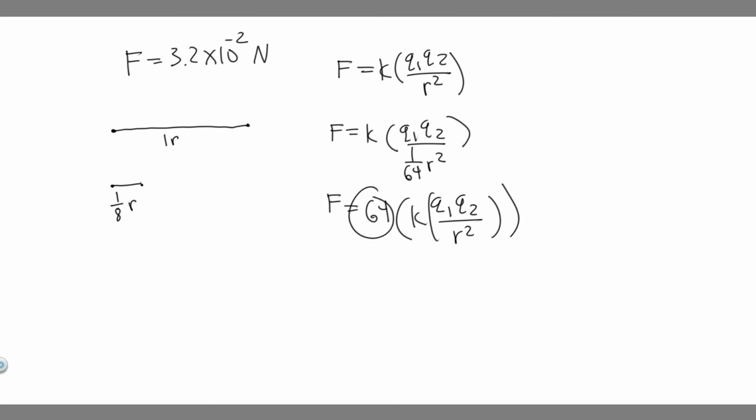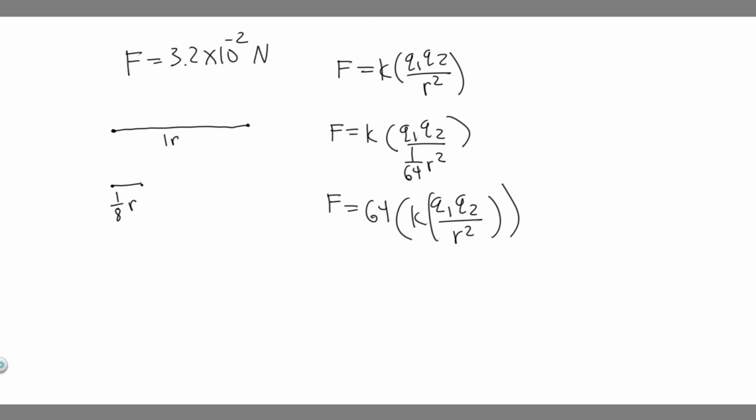So basically, it's just 64 times F, because this is what F is. F equals K times Q1 times Q2 over r squared. So basically, it's just 64 times F. F is this. F is 3.2 times 10 to the minus 2. So basically, it just multiplies it by 64.